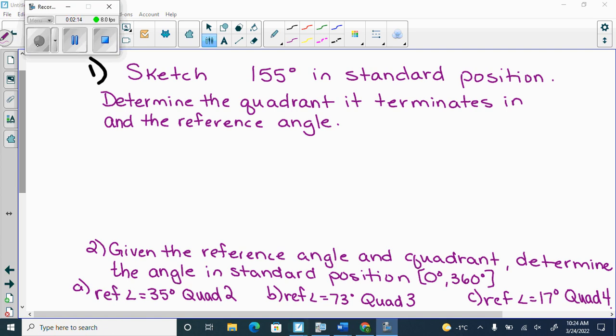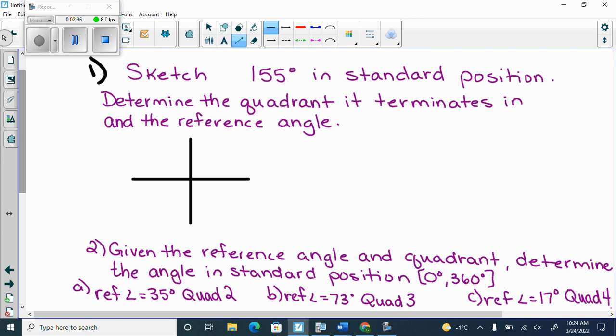If we have to sketch, what's the very first thing we should do? Draw a Cartesian plane and label it. I'm going to go 0 degrees, 90 degrees. Make sure you have the degree symbols. 180 degrees, 270 degrees, 360 degrees. The degree symbol is important because if you don't have degrees, you have radians.